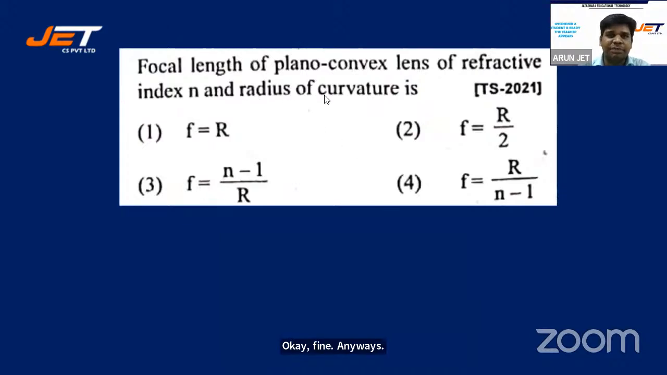Anyways, focal length of a plano-convex lens of refractive index n and radius of curvature r is: f is equal to r, f is equal to r by 2, f is equal to n minus 1 by r, f is equal to r by n minus 1.